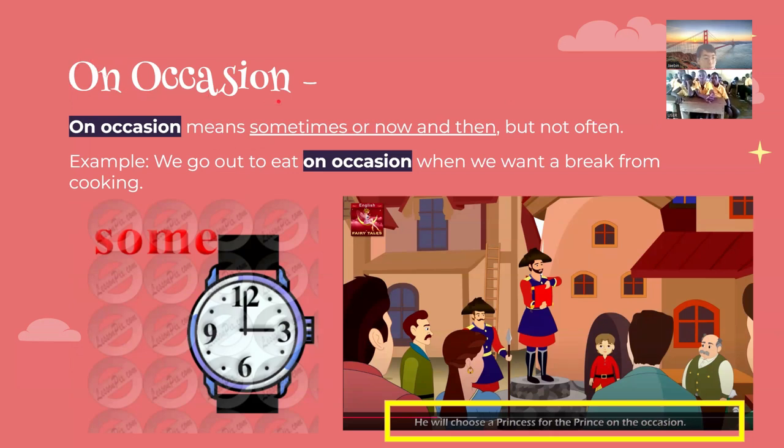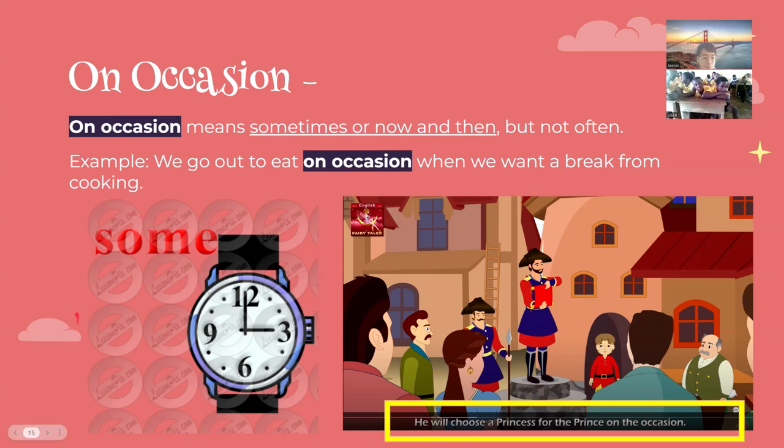And I want to talk about the phrase on occasion. This whole phrase, on occasion, means sometimes or now and then, but not often. So it means from time to time. For example, as an example sentence: we go out to eat on occasion when we want a break from cooking. So we go out to eat from time to time, not always, but sometimes when we want to break away from cooking for ourselves. Maybe we want to try something new, and on occasion, we will go out to eat.